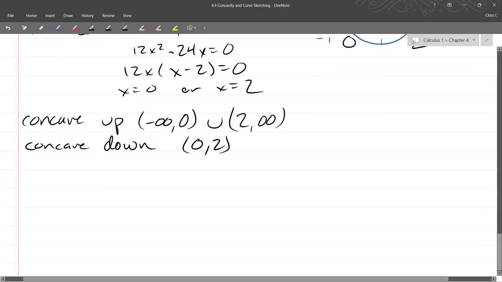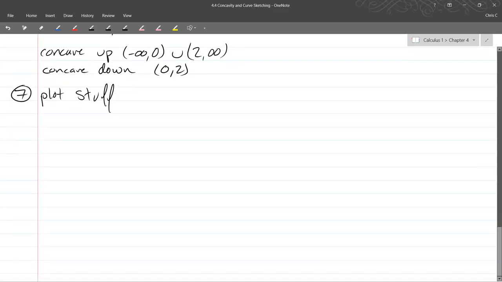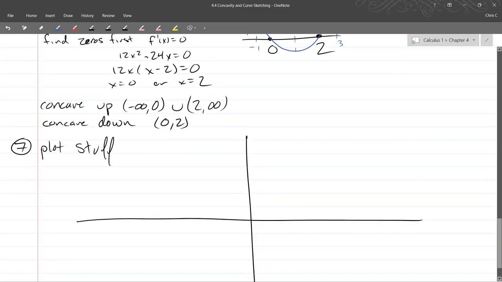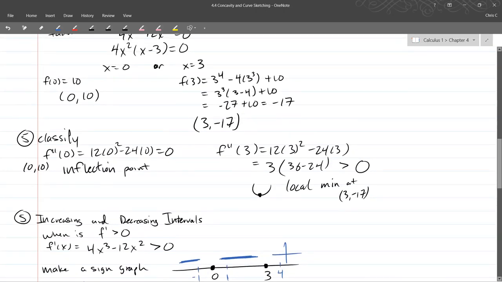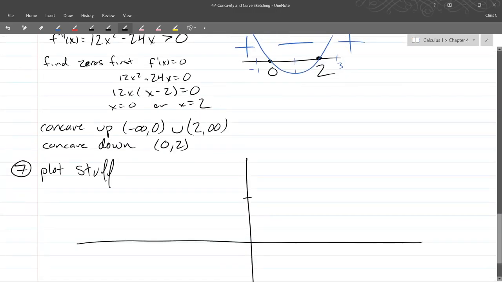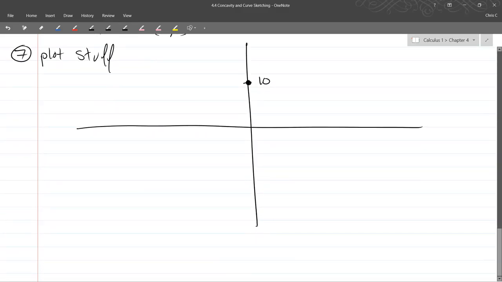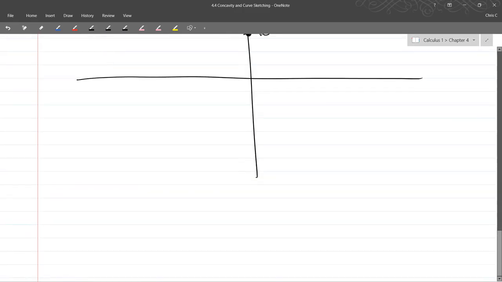All right, plot key points. So plot stuff. So we need a big graph. Let's go critical points first. How about that? 0, 10, and 3, negative 17. So that's 0, 10. Was it 3, negative 17? Hopefully, yeah, 3, negative 17.